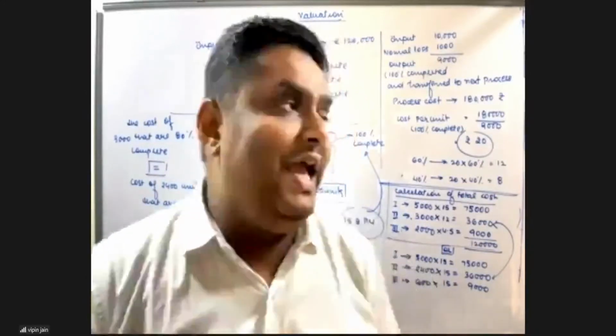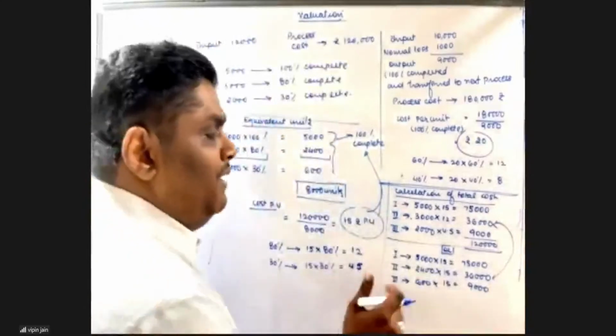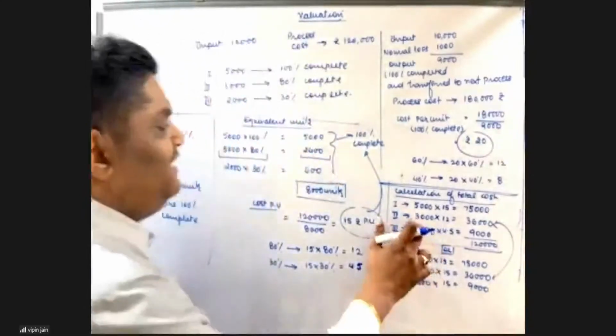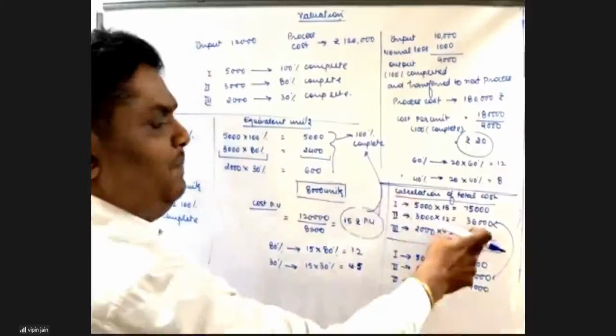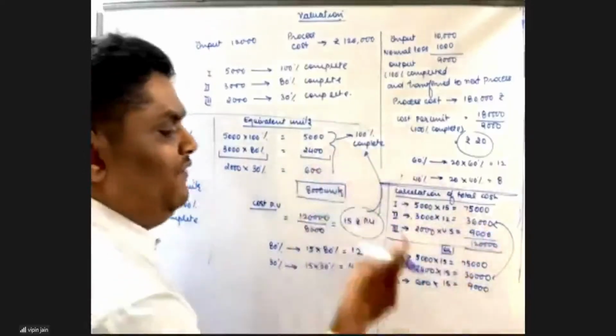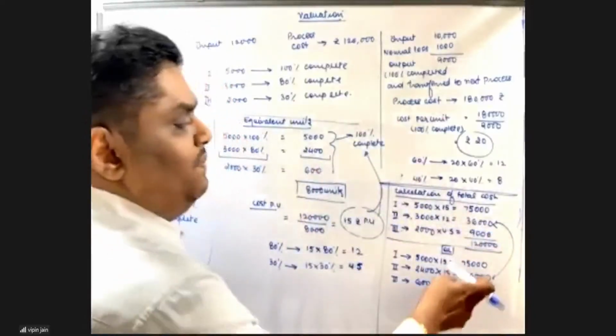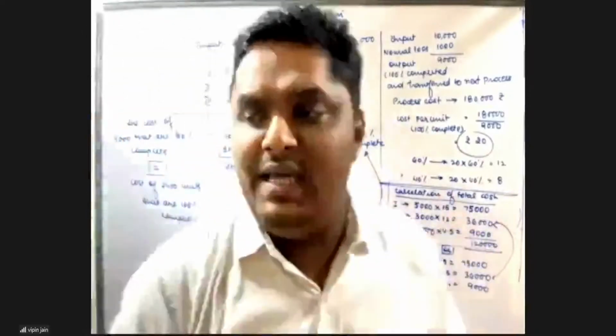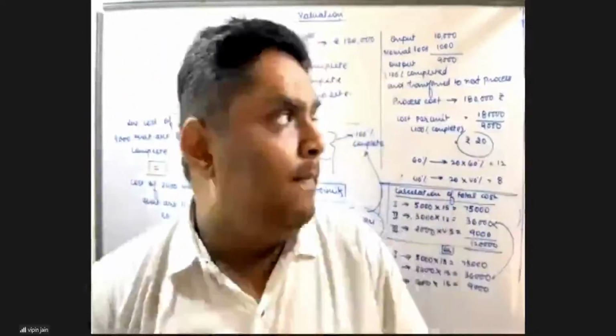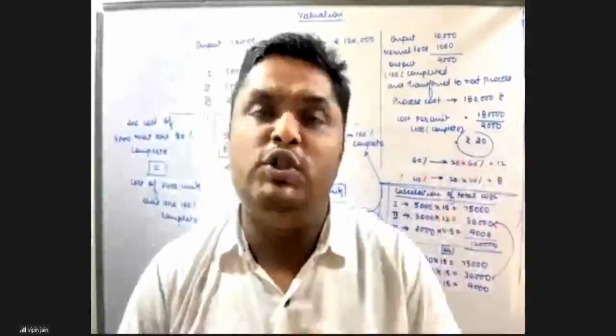Yes, Suman Banerjee, I have made the calculation in this way. As I told you, the cost of 3,000 units that are 80% complete will be equal to 2,400 units that are 100% complete. So both the approaches are correct, Suman. I request you guys to please post your query.